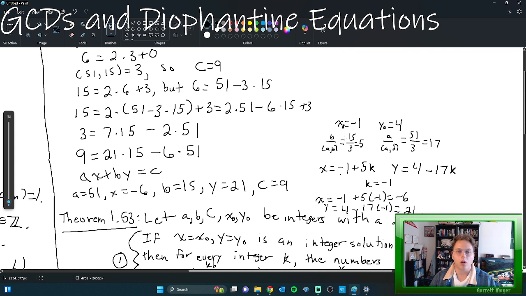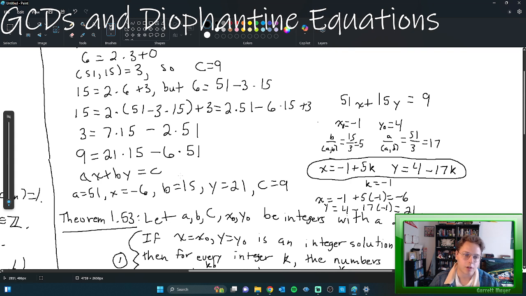So we can see that all of the solutions to this particular equation, 51x plus 15y equals 9, they all have to follow this form. This form gives us every single solution to this equation. And that's why this ends up being helpful. So if we have an equation of this form, we can always just use this type of algorithm to find every single solution to that equation.